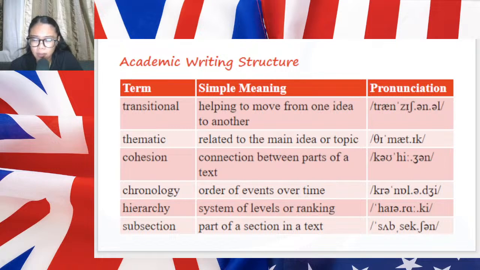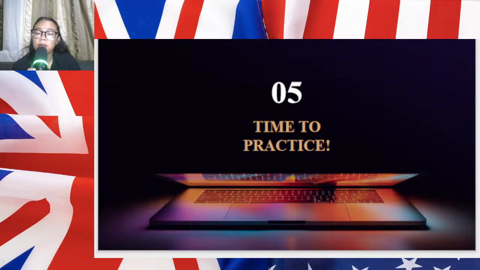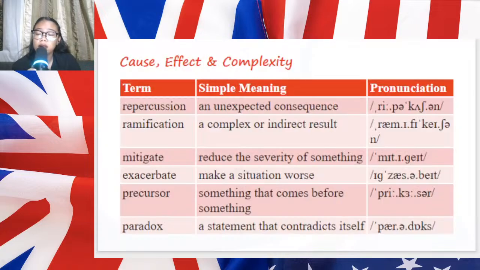We've done about that. All right. So we are now on the last set of words. What are these words? These are the terms that fall under cause, effect, and complexity, under a bigger umbrella. So this is again cause, effect, and complexity. These are the terms.